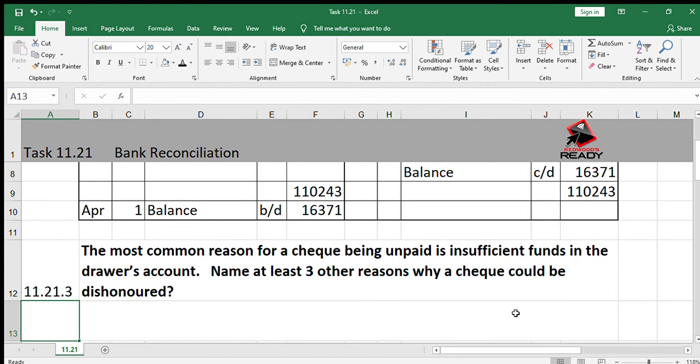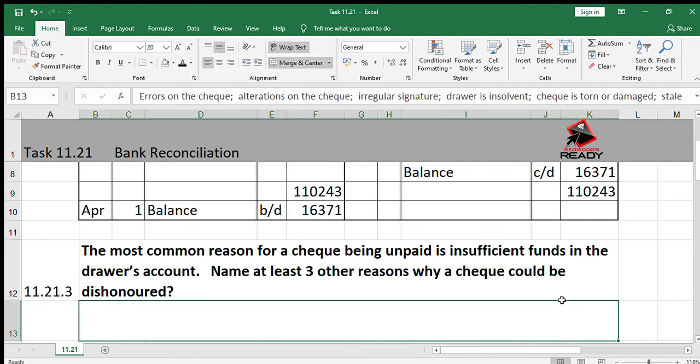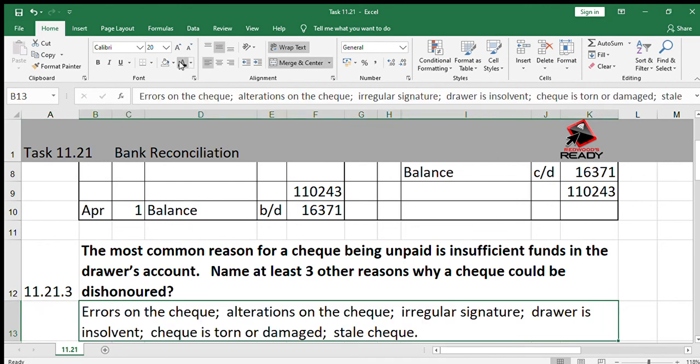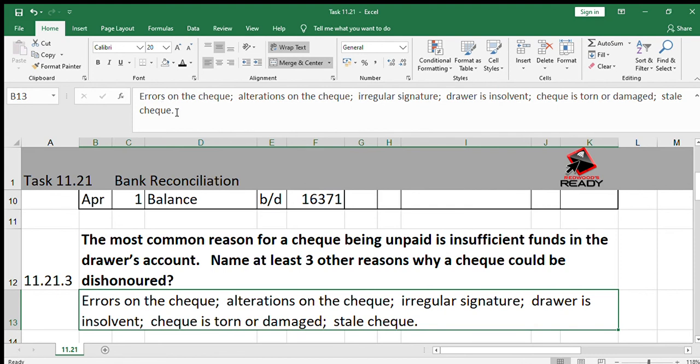Here's a question here. Okay, one of the most common reasons for a check being unpaid is insufficient funds in the drawer's account. Name at least 3 other reasons why a check could be dishonored. So other reasons would be either errors on the check, alterations on the check, so if they made any mistakes, or irregular signature, drawer is insolvent, if the check is torn or damaged, or even a stale check. One more, which I need to just list here as well, is if the check is post dated.